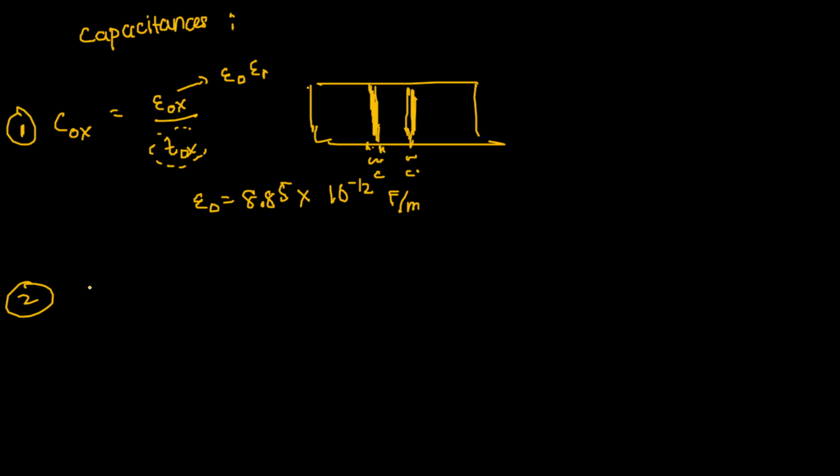The second one is called the overlap capacitance, which is given by C ox into L ov into W. So L ov is the overlap length.